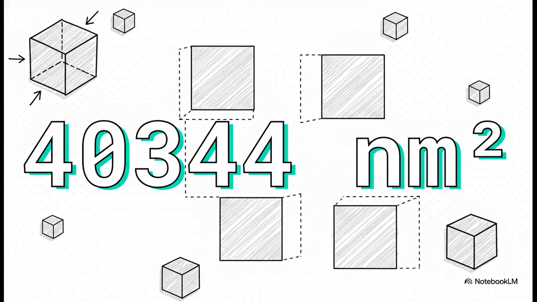Next up, for mark number 2, we need the total surface area. A cube has 6 identical faces, right? So we just multiply our first answer by 6. 6,724 times 6 gives us 40,344 square nanometers. And just like that, that's our second mark.